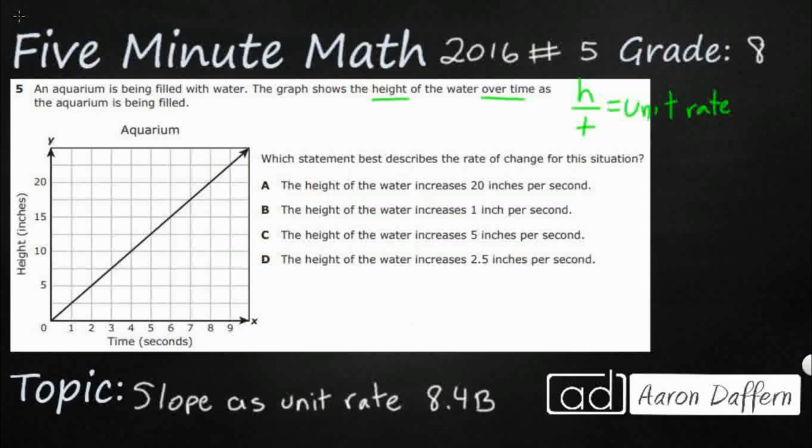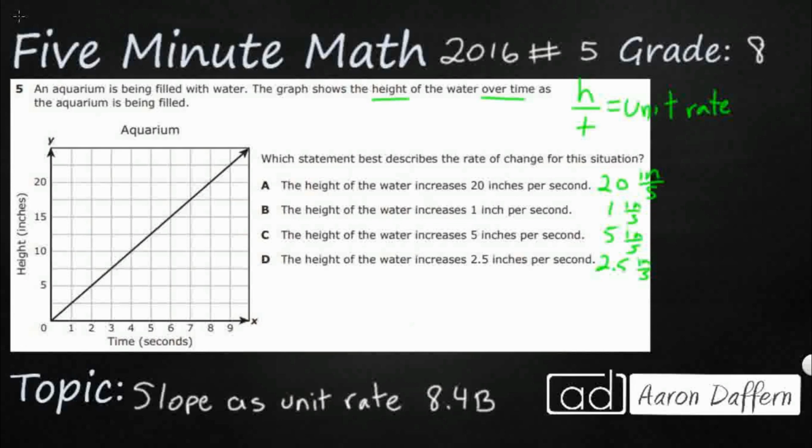And take a look at what we've got. We've got 20 inches per second. So, right, we would say 20 inches per second. You see how we get the height over time. 1 inch per second. 5 inches per second. 2.5 inches per second. Because when we have this rate, right, we usually have some type of measurement over time. All right, so we need to find it per second. So as you can see on our x-axis, we have our time, and thankfully it is measured for us per second here.